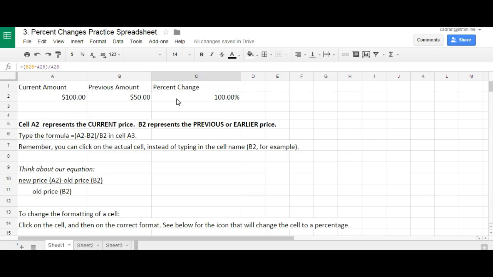Calculating percent change in equations in spreadsheets is very easy. Now you'll be able to go and practice with your project.